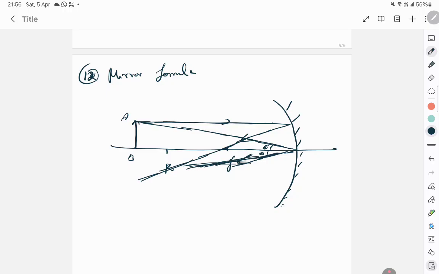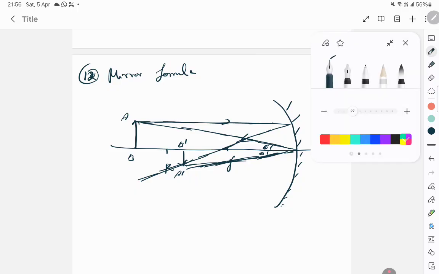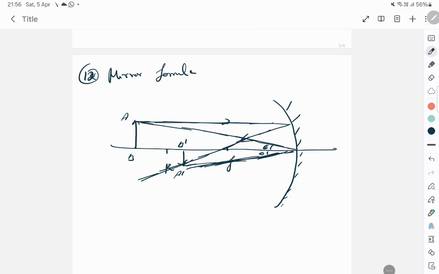Make sure you're drawing a straight line here. You get an inverted image, diminished image, B dash A dash. Okay, that much you should be very clear with. So then this is your image. And now, in order to get the mirror formula, what should you do?